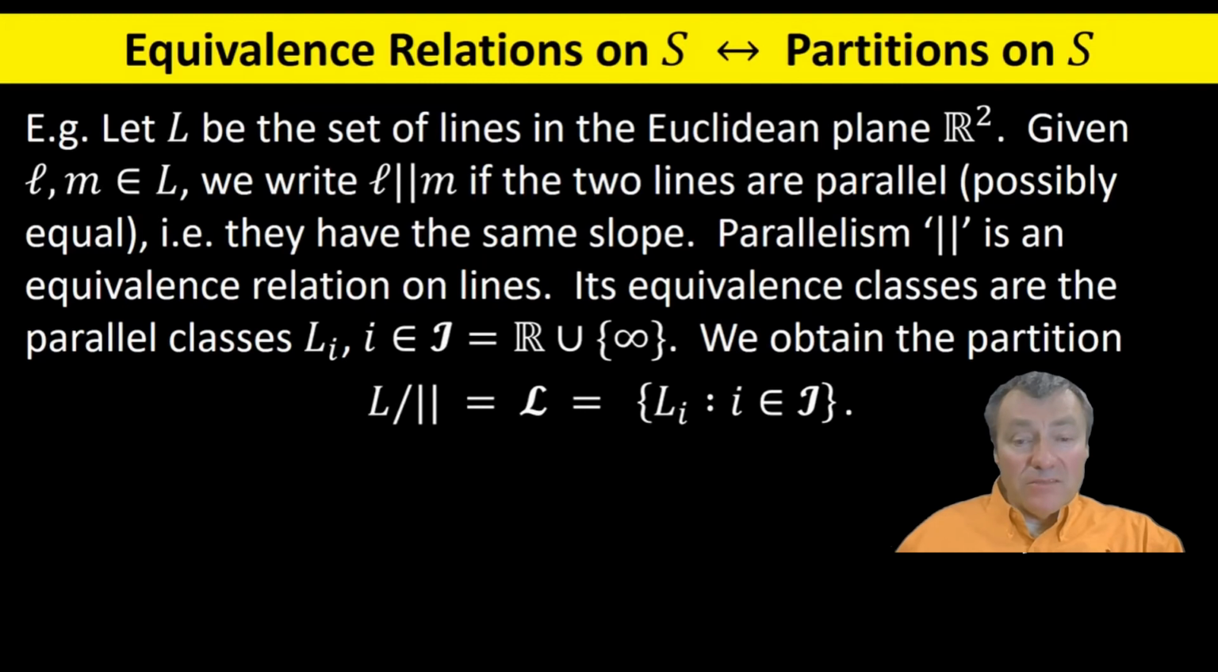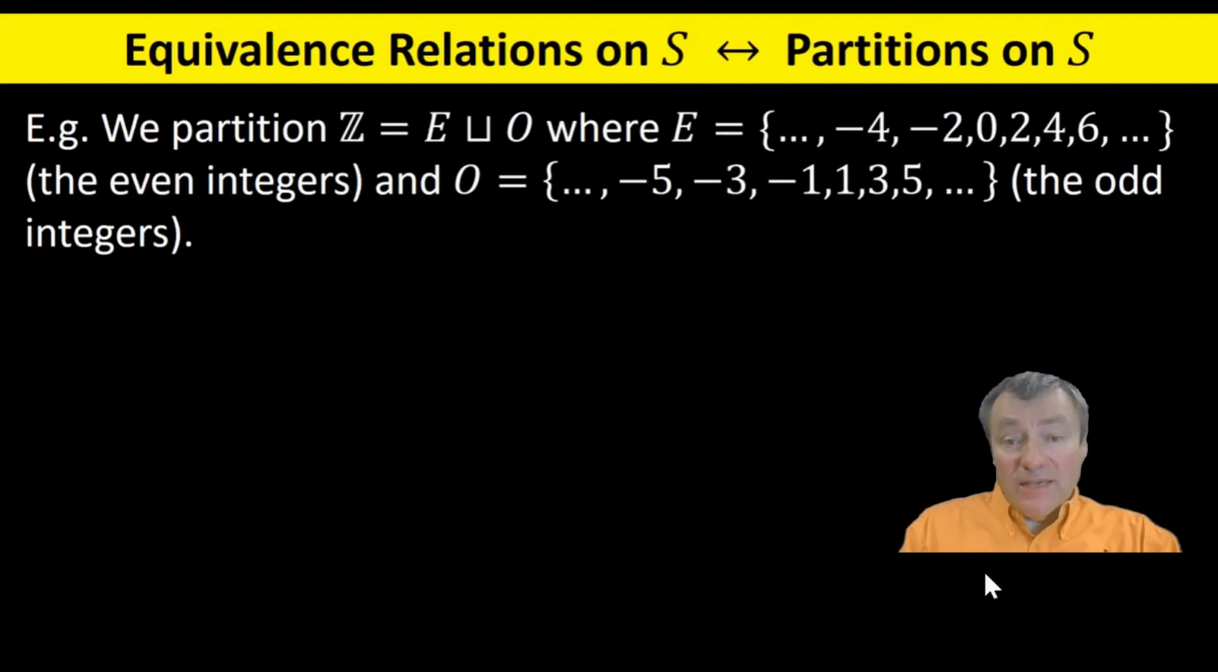Mod parallelism. It's a set of parallel classes. As another example, this is more numerical. So we partition the set of integers into two parts, the evens and the odds. E is the set of even integers, O is the set of odd integers. By the way, even means a multiple of 2, and odd means one more than a multiple of 2.